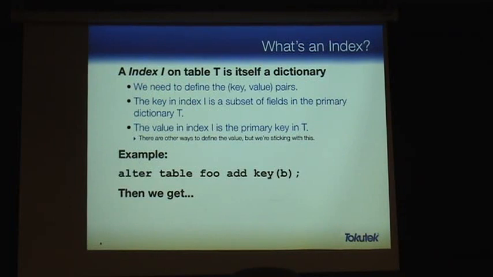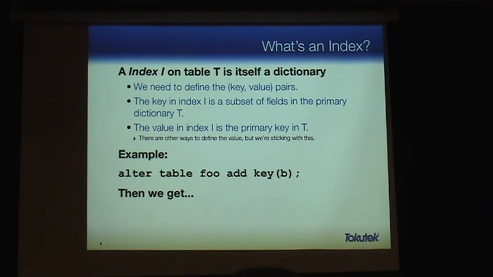An index on a table T is just another dictionary. So we need to define the index as a bunch of key-value pairs. The key of an index you can think of as the subset of fields that you define to be the index. And the value in the dictionary is just the primary key. There are other ways to define this, but for now we're just going to stick with this.